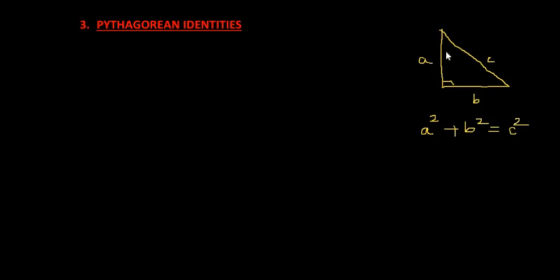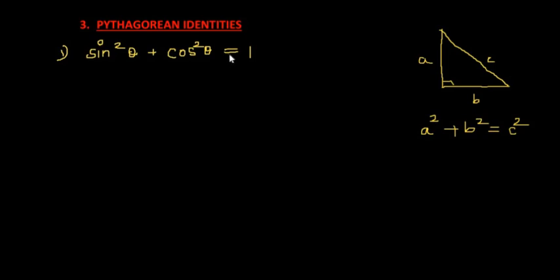So let us relate this Pythagorean theorem to the trigonometric Pythagorean identities. The first Pythagorean identity and the most important one is given as sine square theta plus cos square theta is equal to 1. So as you can see, sine square theta resembles A square, cos square theta is same as B square, and 1 we can also write as 1 square, but 1 square is again 1. So 1 square resembles the hypotenuse, which is C square. So for the time being, let us just remove that 1 square because 1 square is 1 itself.